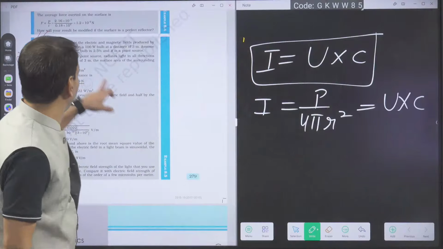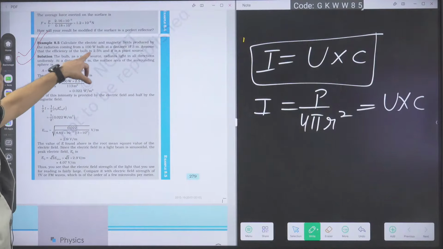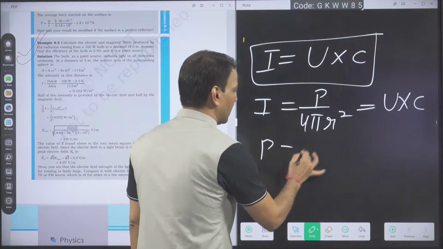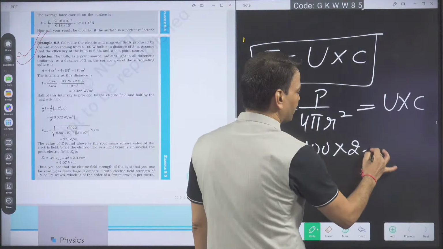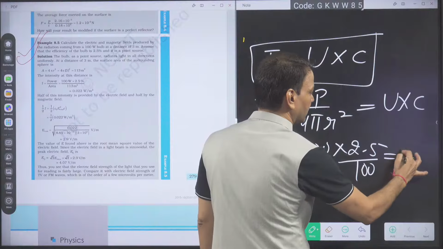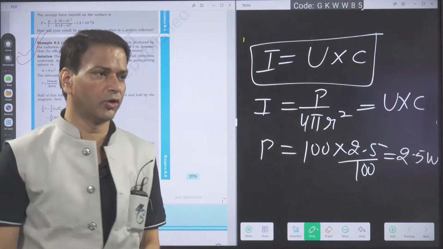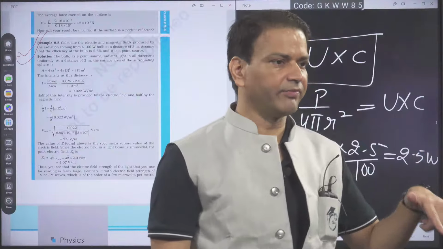But one thing, they given power here, they given 100 watt, but efficiency they given 2.5%. It means in the place of P, what we will take? 100 into 2.5 by 100. So ultimately what will come? 2.5 watt. So in the place of P, what we have to take? 2.5 watt. Okay. R means 3 we will take.